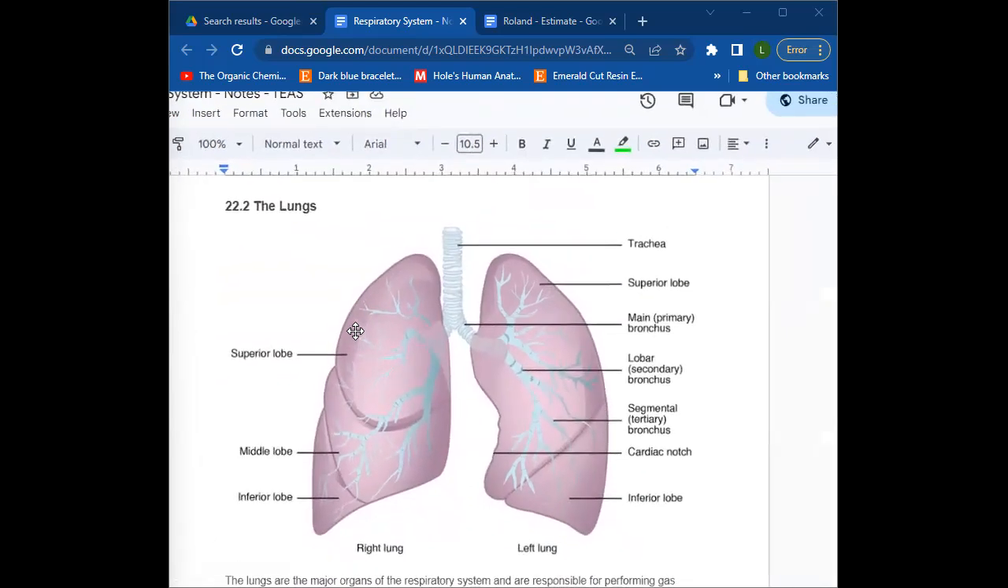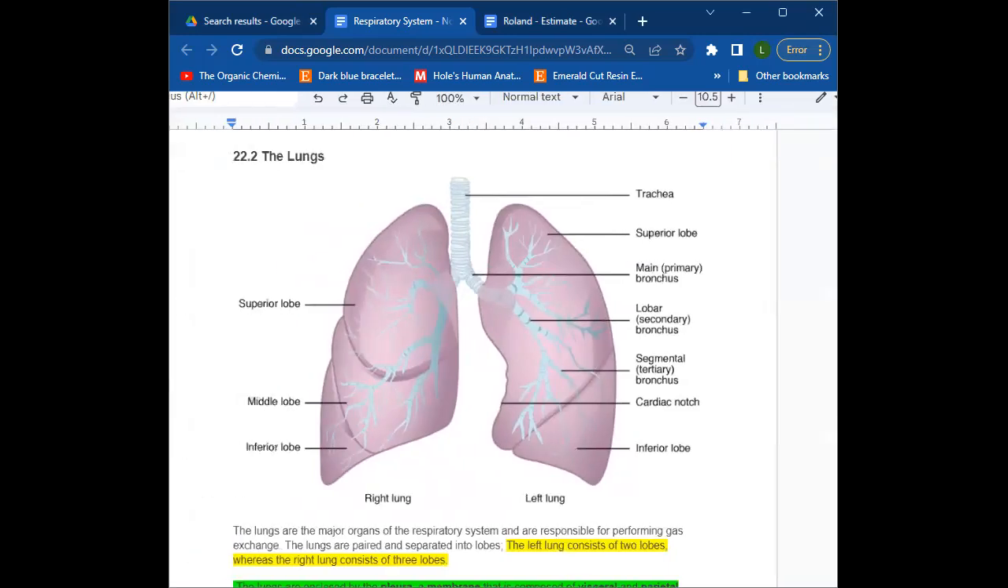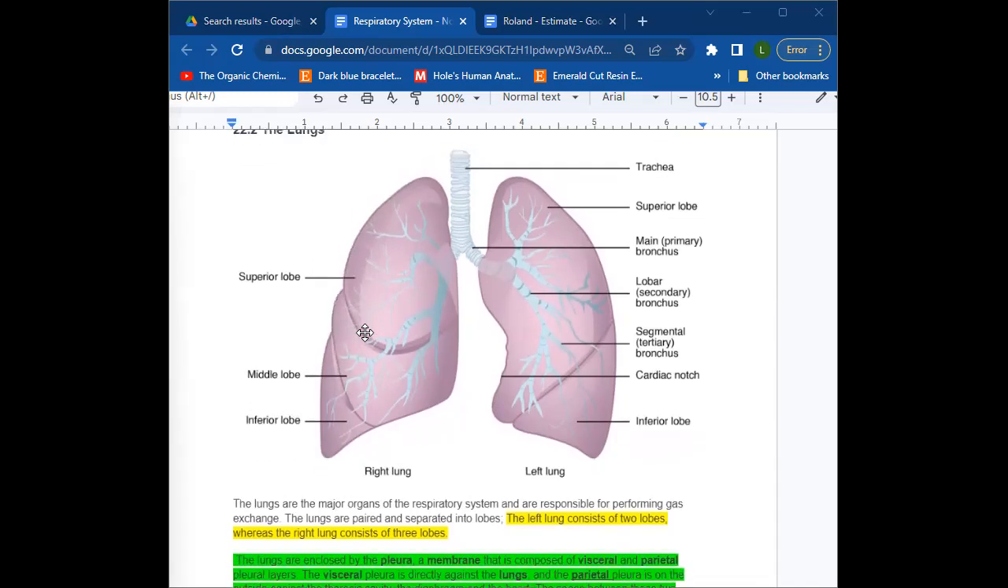Right, now let's take a look at the lungs. There's definitely going to be a right lung and then a left lung. We need to know that the right lung has 3 lobes, and then the left lung only has 2. So that's just a random fact to know.